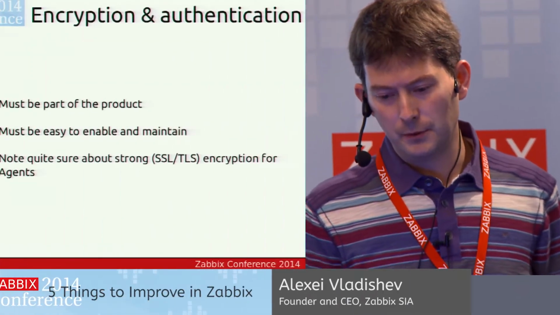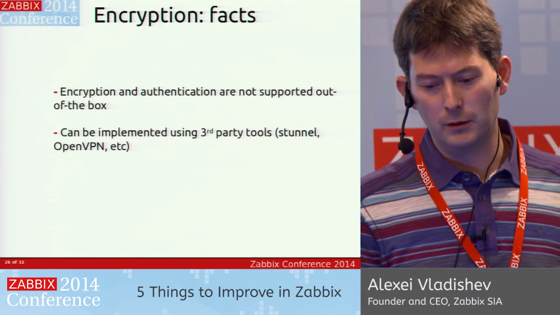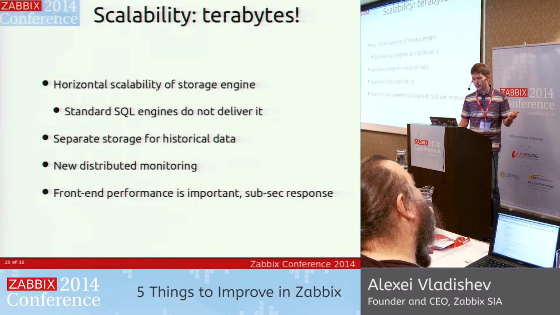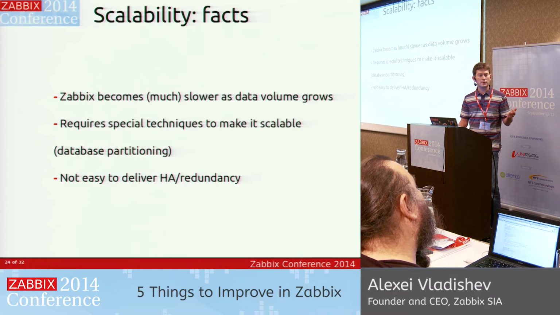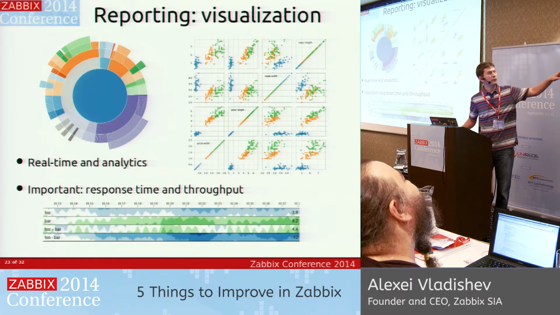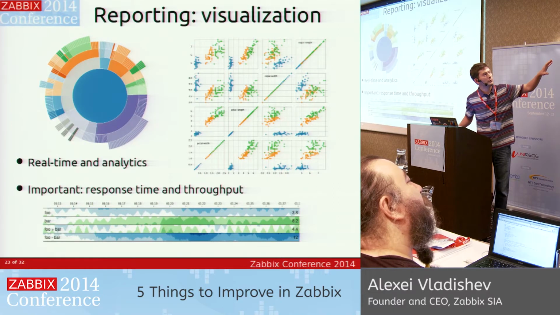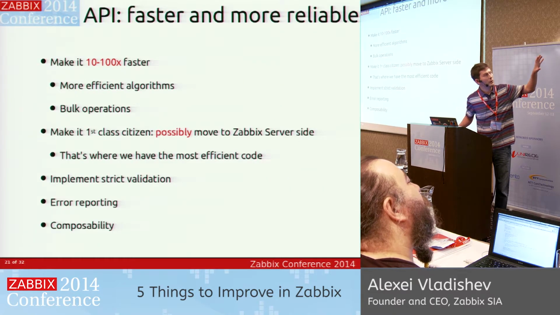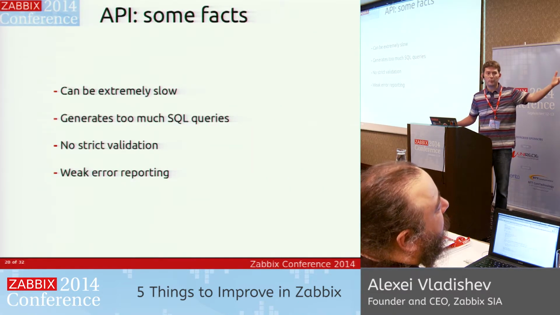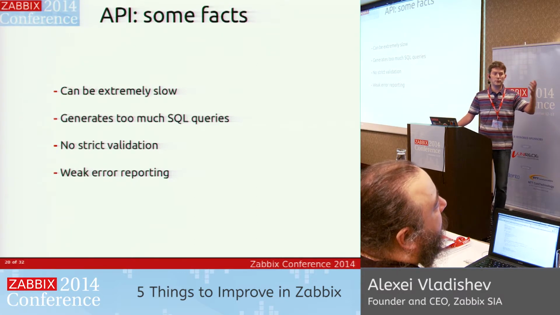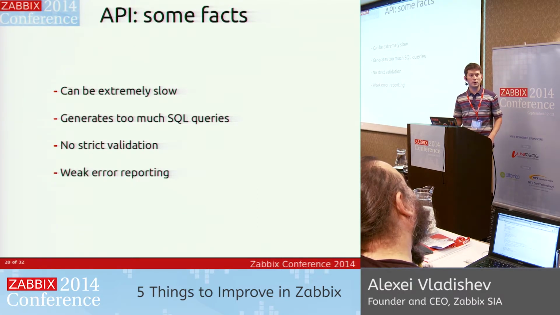But as you see, some development work, for example encryption, is mostly server-side. The scalability is mostly server-side. We have lots of work on the front-end side related to visualization and reporting and API. Probably we will move the API from PHP to C. Yes, it's a huge amount of work. So that's why I cannot guarantee that it will all be implemented in 3.0. It's just a general direction where we are going.